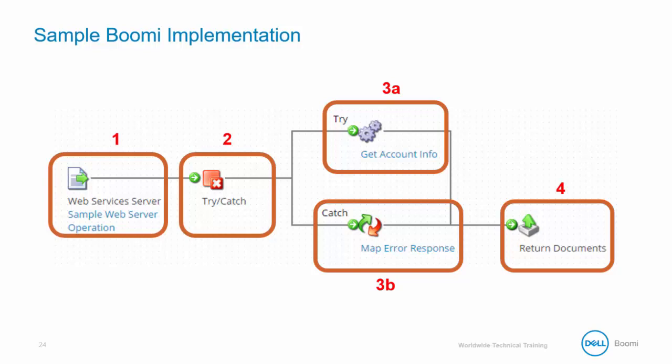In step 3, there are two routes a message would take based on the try-catch. In 3A, this is a step where you would execute the business logic. In this example, a call to a subprocess which executes the logic. A successful call would result in a document response being returned. And in 3B, unsuccessful calls can be captured and mapped back to the response document and then go on to step 4. And finally, step 4 has a return document step. This is what indicates that this is a synchronous service.